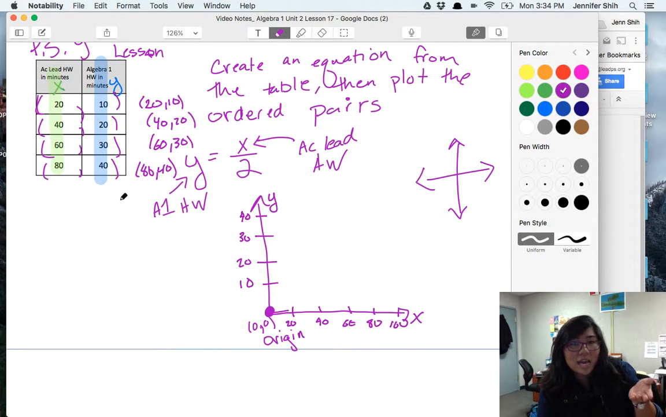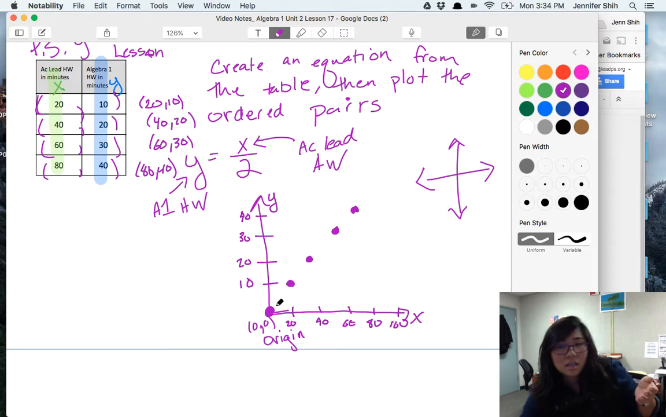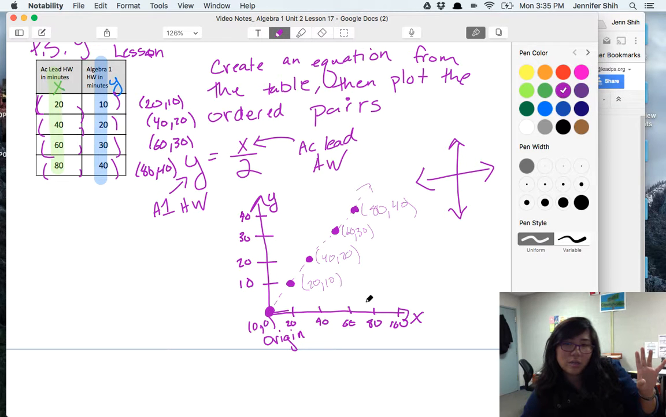So my x value is 20, then I plot 10; then 40 and 20; 60 and 30; and then 80 and 40. What we're starting to see here is actually a line that goes this way, which is really important. But for now, plotting the points is just fine. I'm actually going to label these: 20, 10, 40, 20, 60, 30, and 80, 40. I don't think these lined up that well.